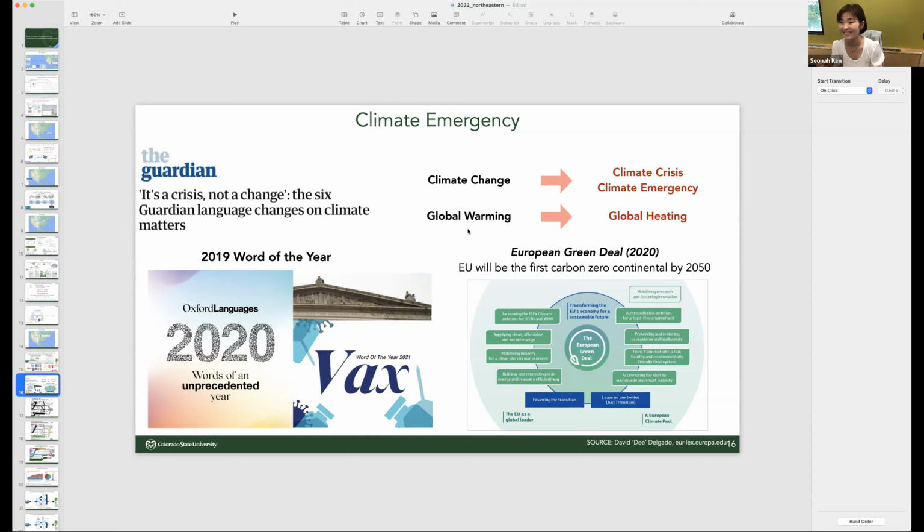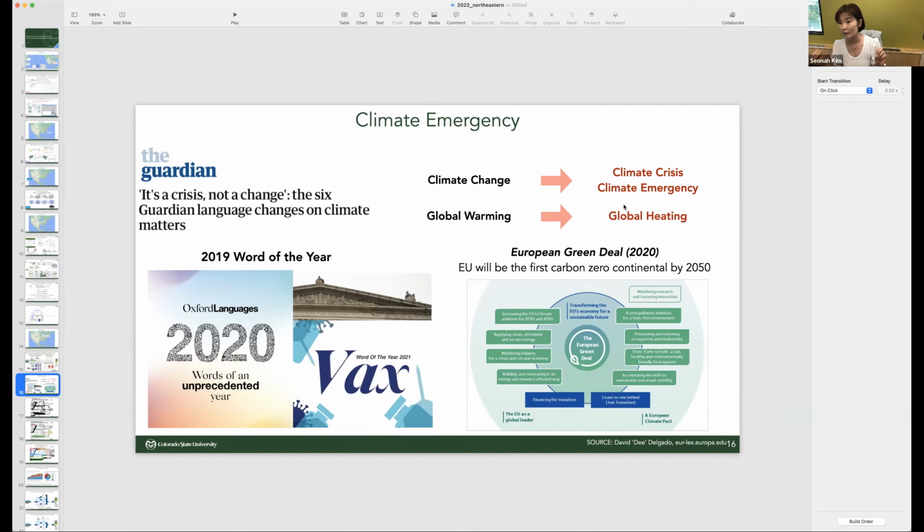Like a career change, right? So that's not exactly what we want to talk about. They suggested that instead of climate change, we call it climate crisis or climate emergency. That looks like a very big problem, right? And instead of global warming, we call it global heating. That's what they said. So it's a very important vision.